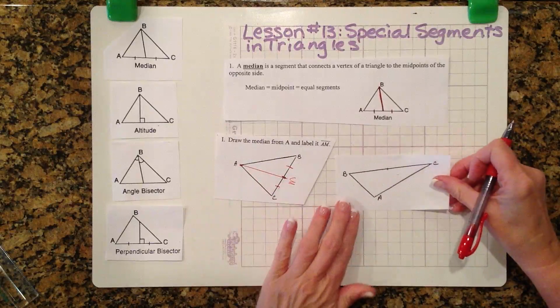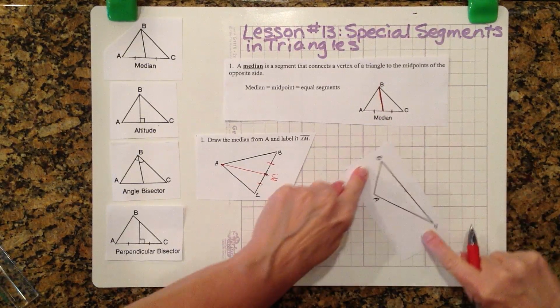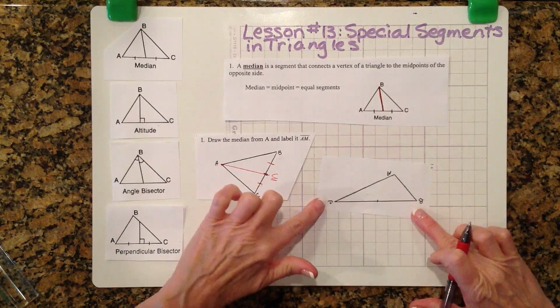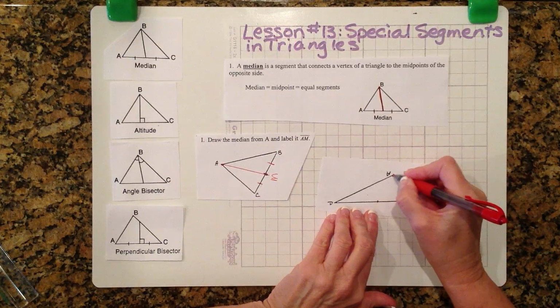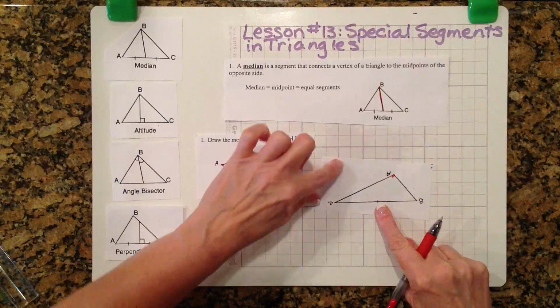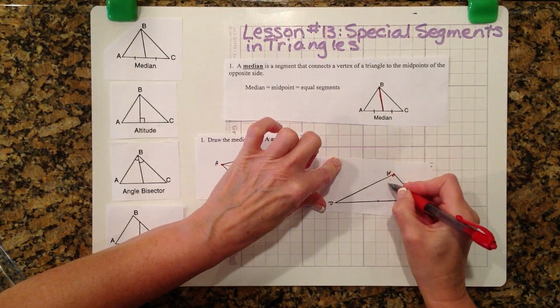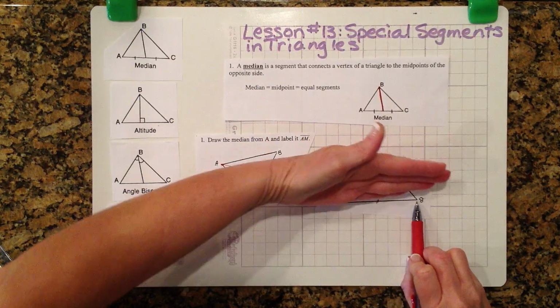I'm going to draw the median from A and label it AM. So what I'm going to do is I'm going to turn my work around. So A is right on the top, kind of like a pyramid. And this is my bottom. So I'm going to go from this vertex and I'm drawing a line segment that's going to cut CB in 2 equal parts. So I'm going to be going somewhere about right there. CB, what you do is look at the middle.